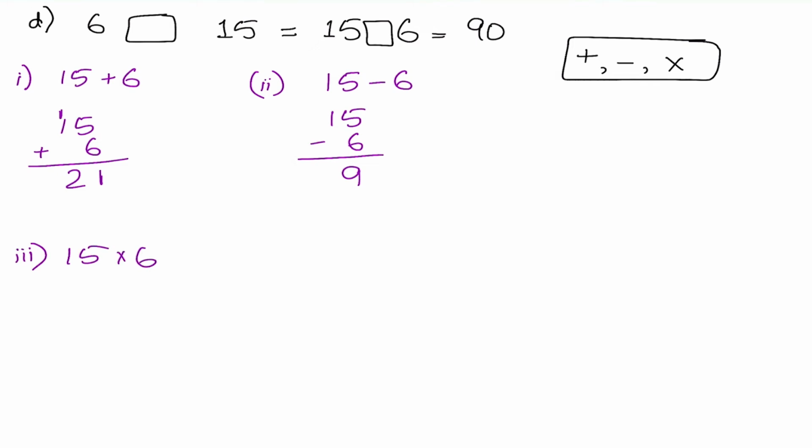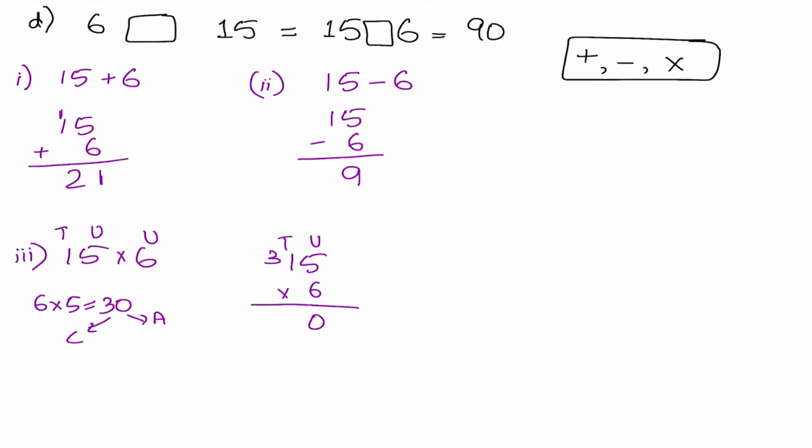You will first mark place values. This is units, this is tens. So here we will have 15, units, tens, and then 6. 6 times 5 is 30. So here 6 times 5 is 30. So this goes to the answer space and this will be carried here.